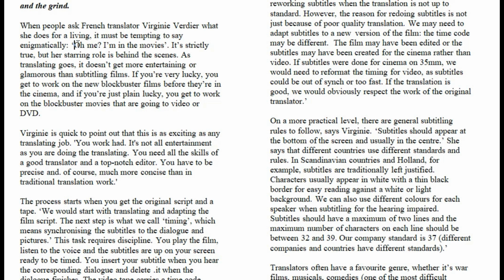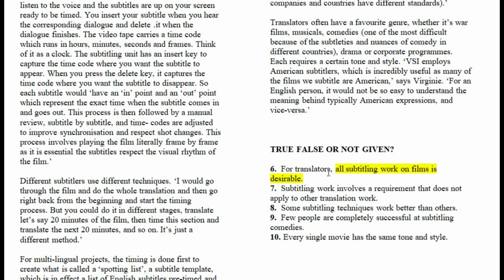You can see this part shows that it's very good, and it doesn't get more entertaining or glamorous than subtitling films. And then it gives some information about being lucky and subtitling a new blockbuster and so on. But the answer is here: it doesn't get more entertaining or glamorous than subtitling films. Okay, so this statement seems to be true.